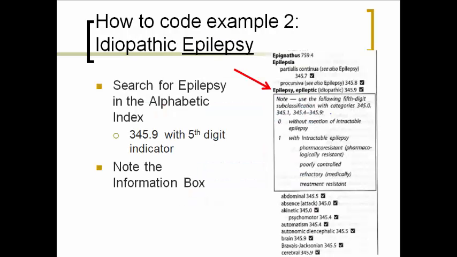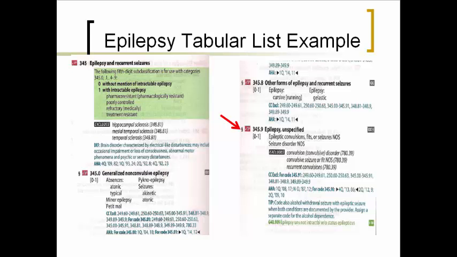Let's try another one, idiopathic epilepsy. Our main term is epilepsy, so we search for epilepsy in our alphabetic index. Here's an example of what it looks like. You'll see we have epilepsy, epileptic, followed by idiopathic in parentheses. Remember, the parentheses mean that's a non-essential modifier, so code 345.9 is the correct code. We also see that we have an information box, which means we need a 5th digit. So let's look at the tabular listing to explore the 5th digit.